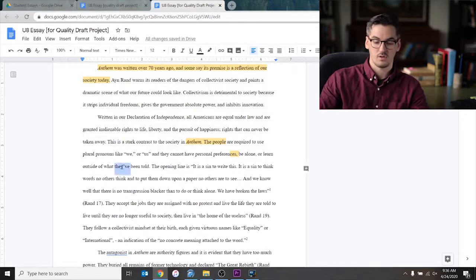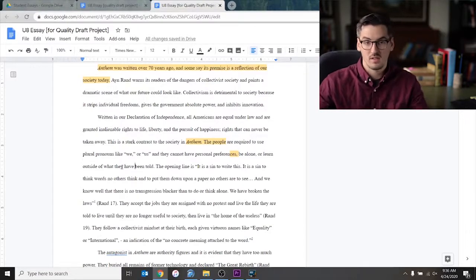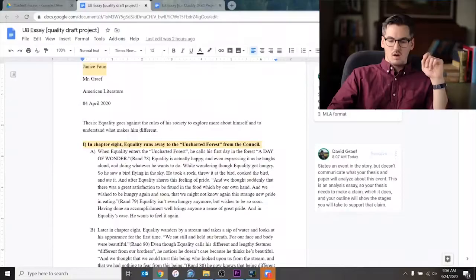Last thing is you shouldn't have conjunctions. They have been told. Good papers don't need conjunctions. And obviously, it helps you get your word count up, so that's always good. Okay, three things I want to look at with this essay.